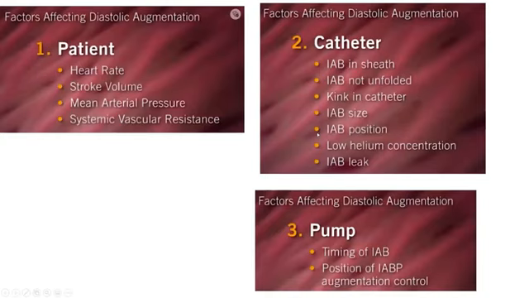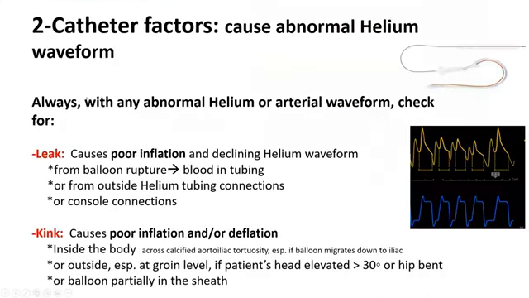This slide summarizes all the reasons for low diastolic augmentation, but I'm going to explain them one by one. The catheter factors for abnormal balloon augmentation. Whenever we think catheter factors, I want to think of two big ideas. And those catheter factors cause an abnormality, not just in the aortic waveform, they will cause an abnormality in that blue waveform. Okay, you will get distortion, as I will show, in that blue helium waveform.